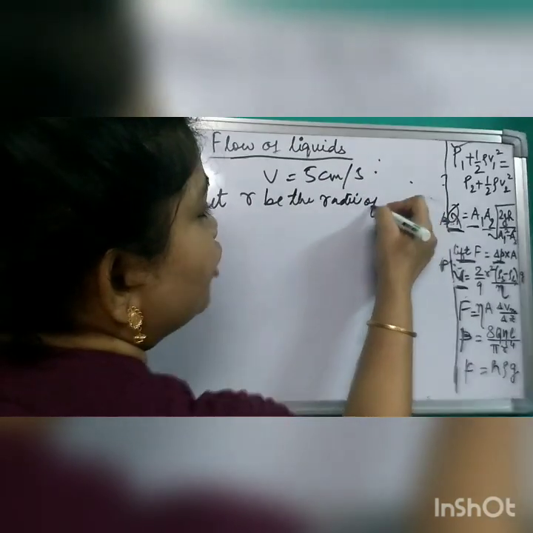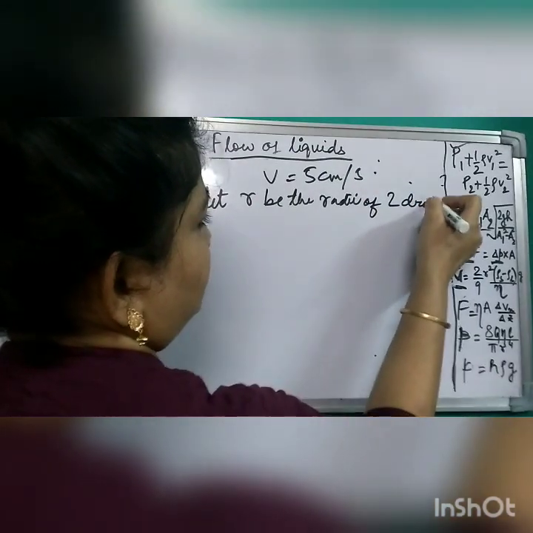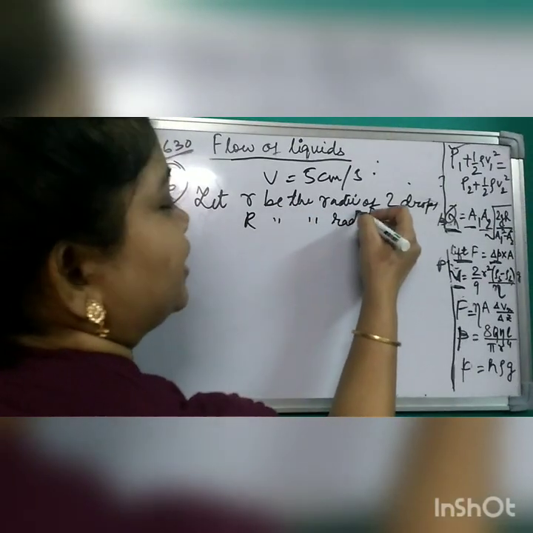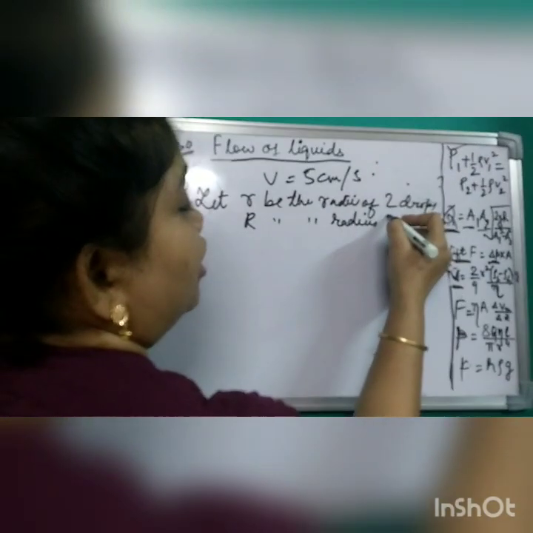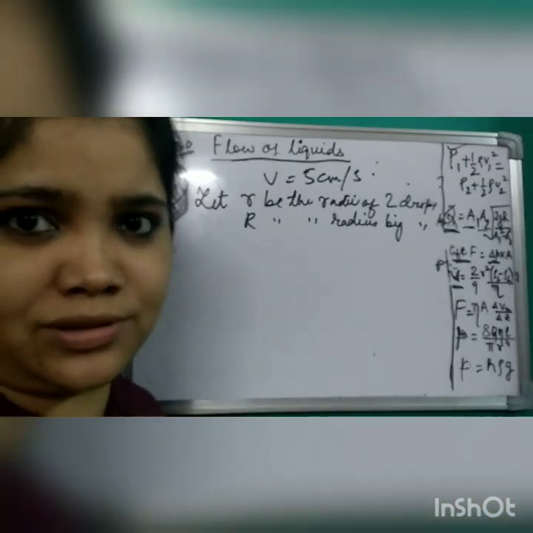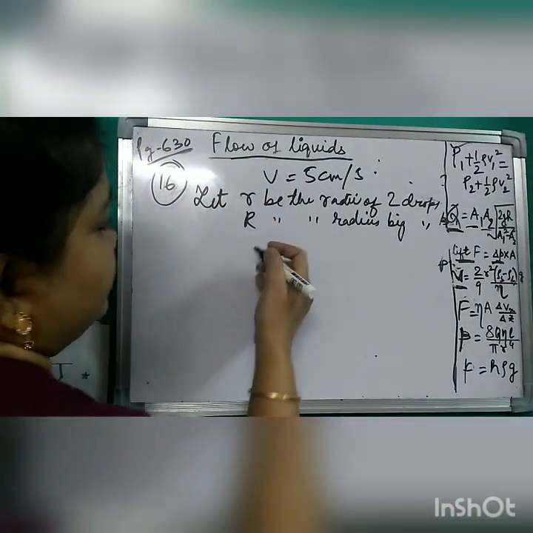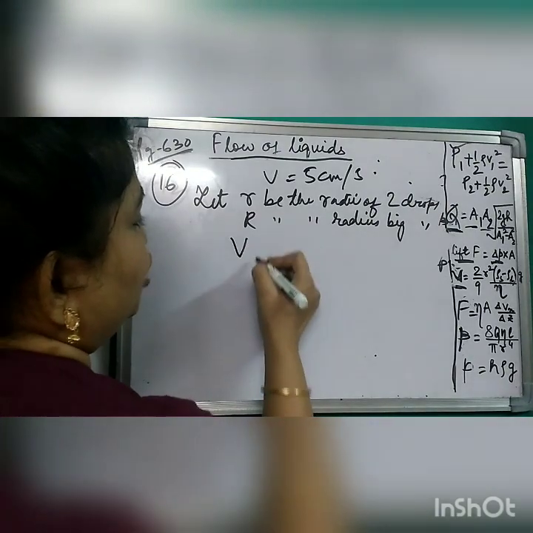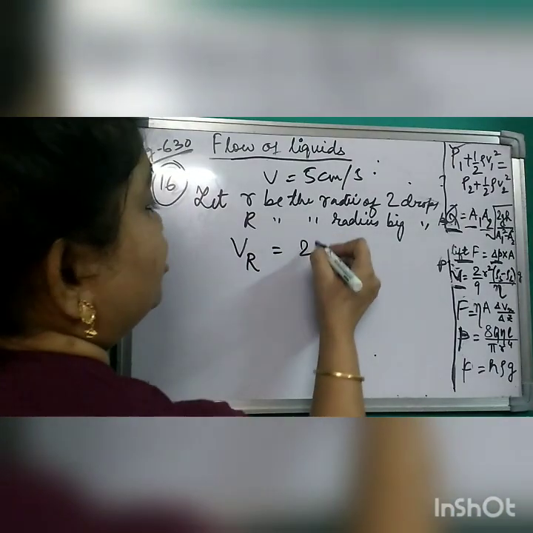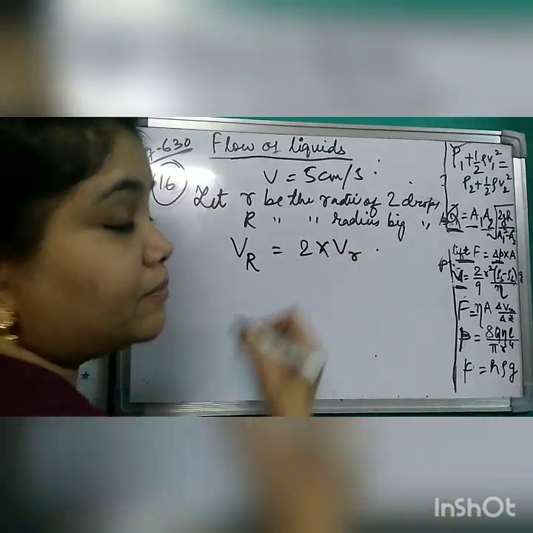Radii of the two drops, and capital R is the radius of the big drop, the big drop which is formed by joining the two drops. So what is the formula? The volume of the bigger drop is nothing but twice the volume of the smaller drop.